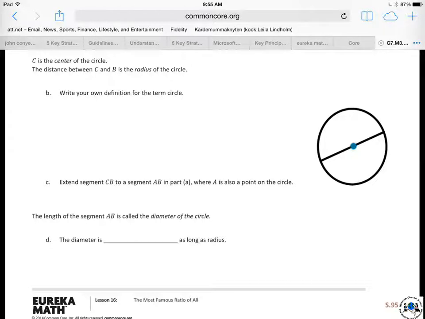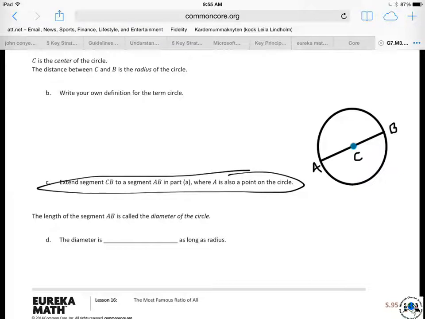Go ahead and draw another line segment that is going to look like this. So you're going to have now two radii here. You have a radius CB, and you have the radius CA or AC. That's this part right here. So you have CB and then segment AB.